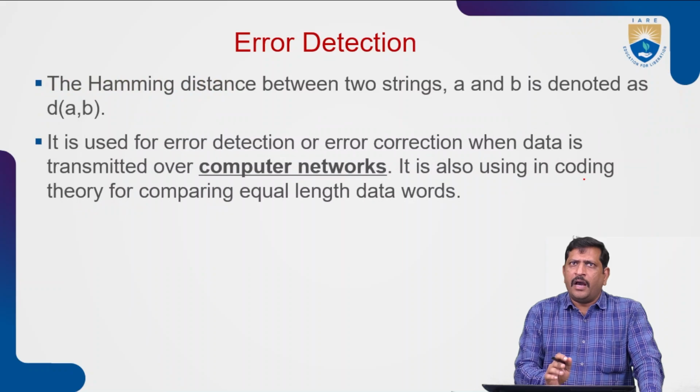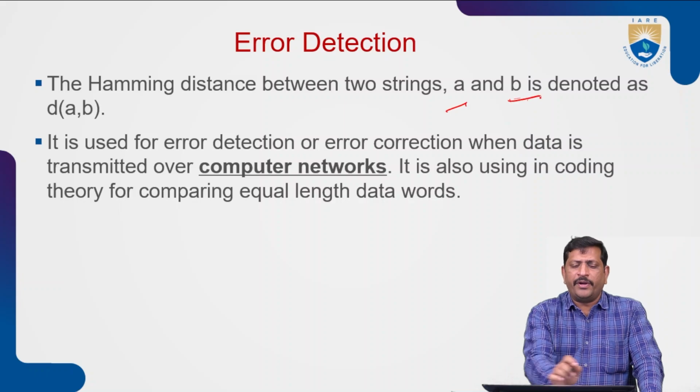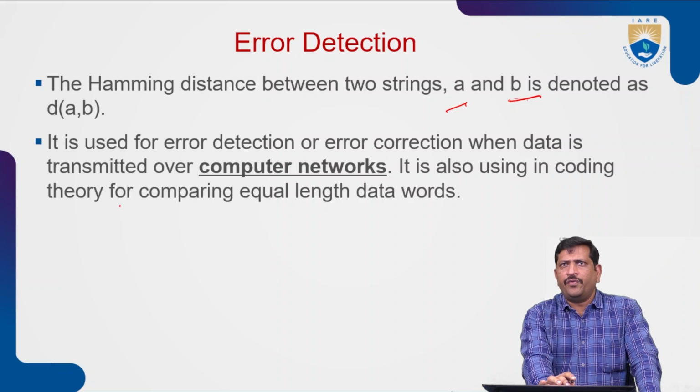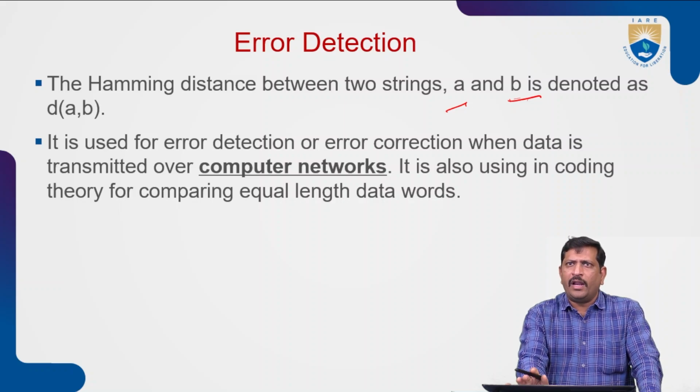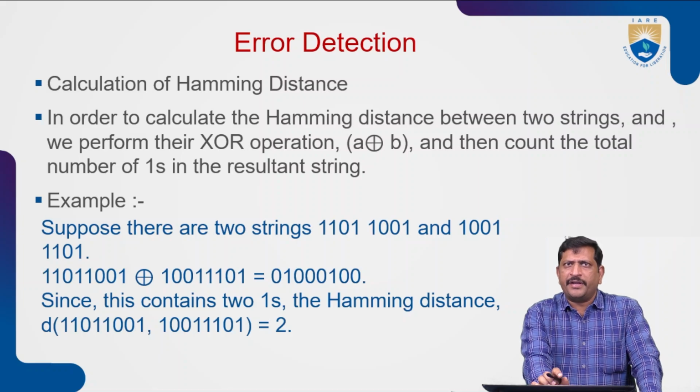If you see the Hamming distance between two strings, A is one string and B is another string, it will be denoted as D of A comma B. It is used for error detection and error correction when data is transmitted over a computer network. It is also used in coding theory for comparing equal length data words. For example, calculating the Hamming distance now.